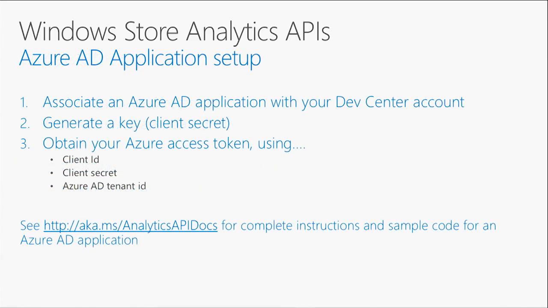Now, once you have your Azure Active Directory set up, the next step is to set up an Azure AD application. Now, an Azure AD application is simply the application or the service that you'll be using to call the analytics APIs. Now, you'll do this step in the Dev Center, and once that's done, you will be able to generate a key, otherwise known as a client secret. And with that client secret and the client ID that you get from Dev Center, along with the Azure Tenant ID, which you get from the Azure Management Portal, you'll then be able to obtain your Azure Access Token, which we talked about earlier.